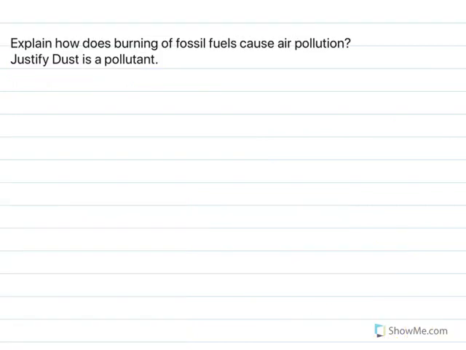Explain how burning of fossil fuel causes air pollution. So here you write 2 points. One, you write the point on acid rain, and the second you write the point on smog.